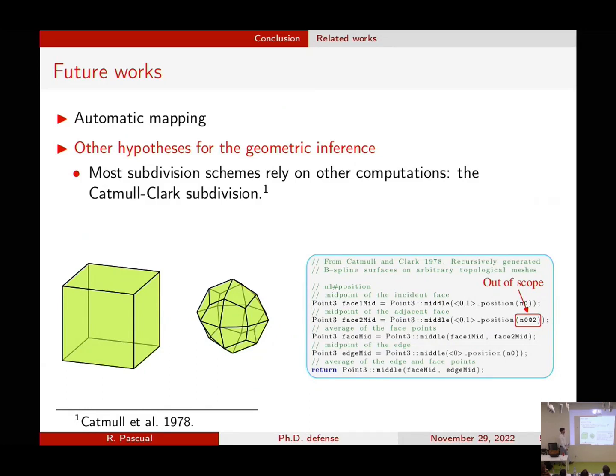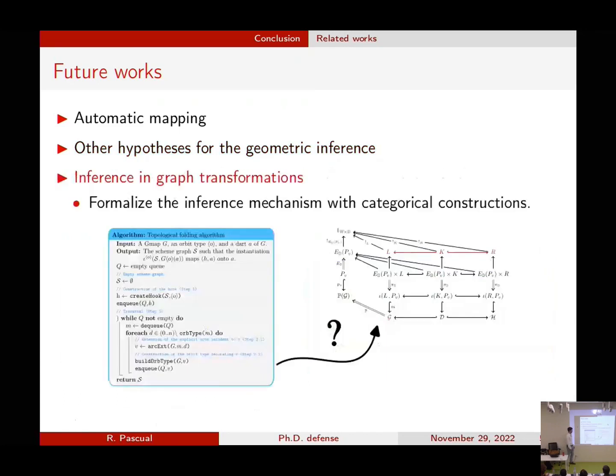So if we extended it, maybe we could retrieve more complex operations. This is the Catmull-Clark subdivision, which is topologically equivalent to the quad subdivision. But here we have an expression that is out of the scope of what we did, so out of our hypothesis. So modifying our hypothesis would maybe allow us to retrieve this operation.